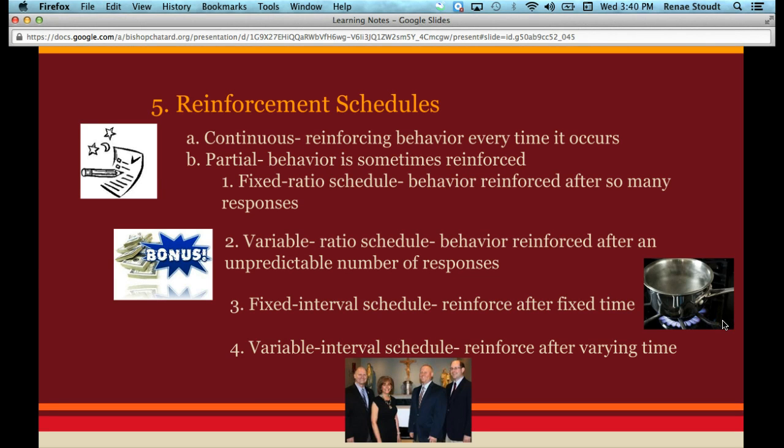Another example is observations by teachers. The administration comes in and observes teachers, right? Sometimes they tell you, sometimes they don't, but when they don't tell you, it's a random pop-in and they come in and observe your class after a random amount of time. It's not after so many class periods. It's a random amount of time. So those are kind of the reinforcement schedules.